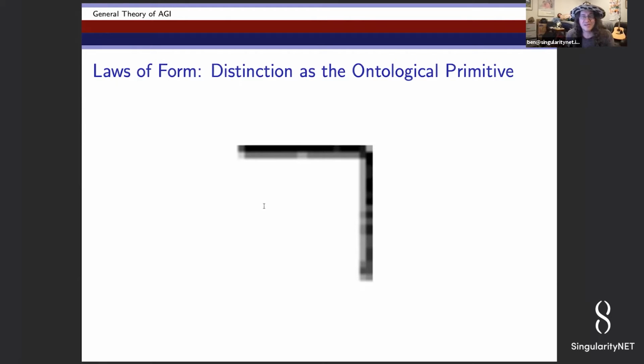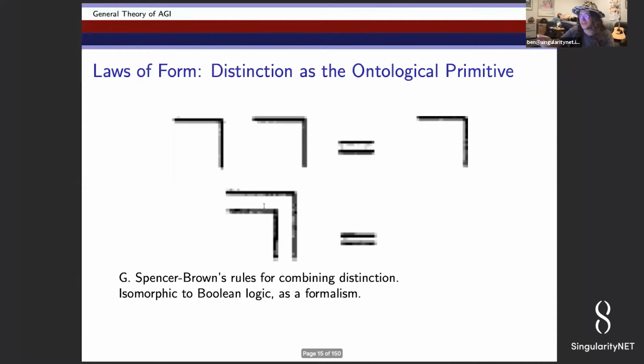So he articulates distinction, he notates it in the way you see in the slide here, and he then looks at two different ways of combining two distinctions to get another distinction. You can put the distinctions side by side, that yields a distinction. You can nest one distinction in another, which yields what we can call a void. And one thing Spencer Brown shows is that this is isomorphic to Boolean logic.